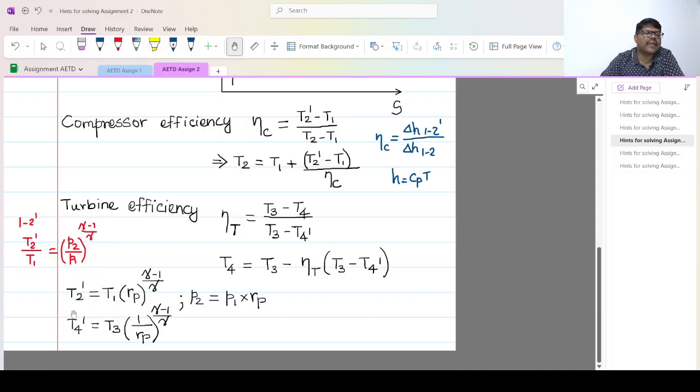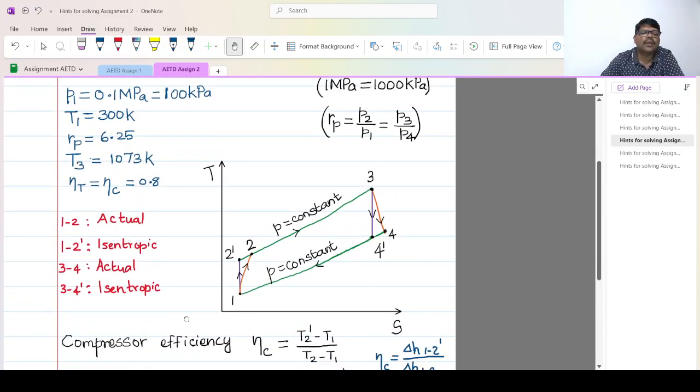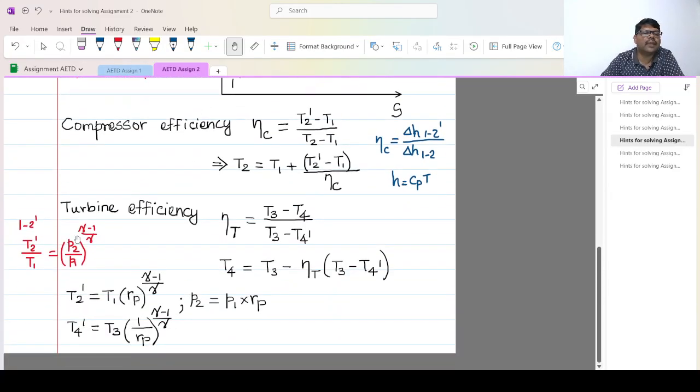So from this I can get T2 dash equal to T1 times RP. What is RP? RP is P2 by P1. So instead of P2 by P1, I can write RP here. So RP to the power gamma minus 1 by gamma. Similarly, when I write the isentropic relation for the isentropic process 3 to 4 dash, I'll get T4 dash equal to T3 times 1 by RP to the power gamma minus 1 by gamma.